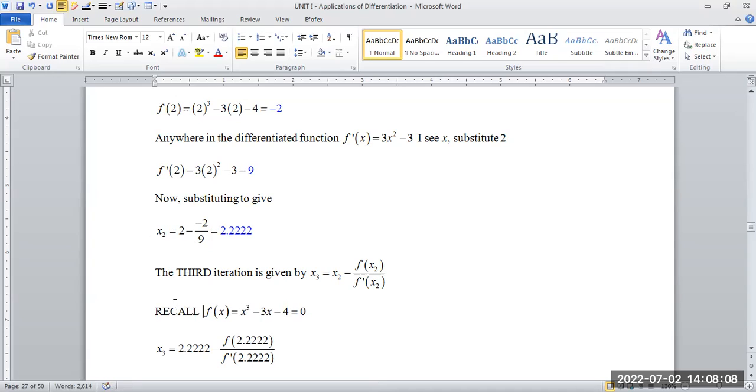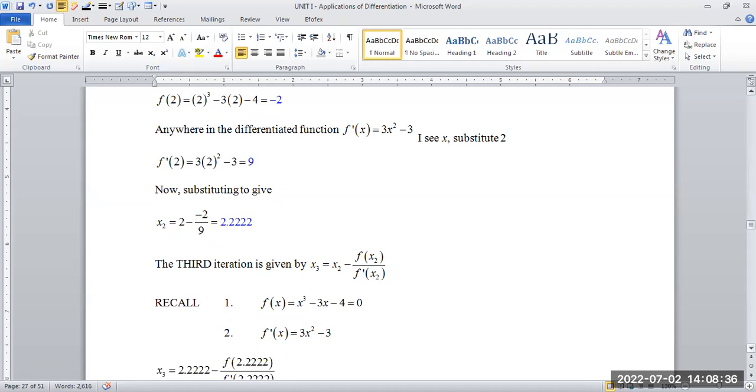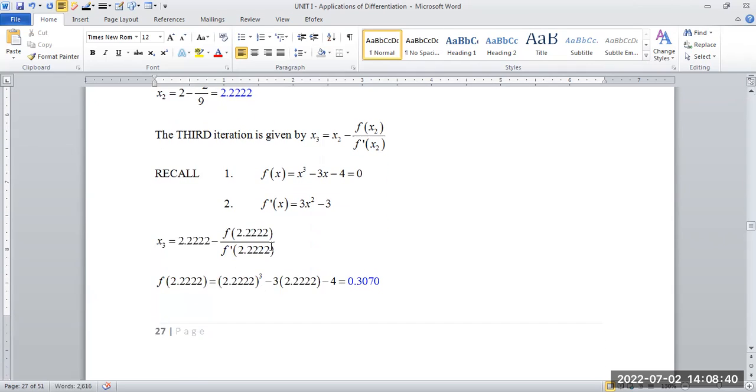All right. So recall what my original function is here. So anywhere in those functions I see x, I'm going to substitute all of x2, which is 2.2222. Right? So this is the original function. So anywhere in this function I see x, I'm going to put 2.2222. See here, 2.2222 cubed minus 3 times 2.2222 minus 4. When you put all of this into your calculator, you should get 0.307. Can you try that for me, please?